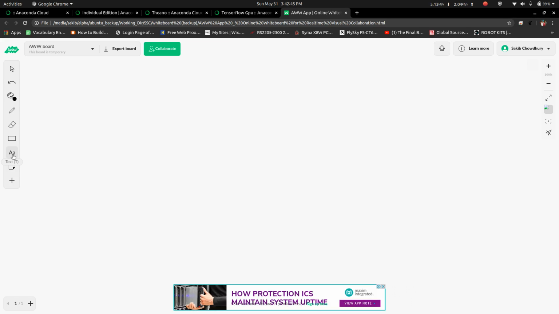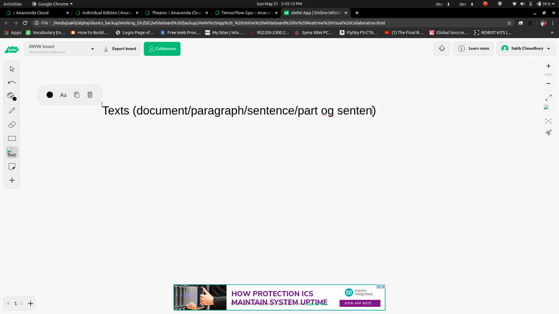So let's see what we are going to have. In the beginning we will have some texts. What will these texts be? It can be a document, or a paragraph, or a sentence, or a part of a sentence.